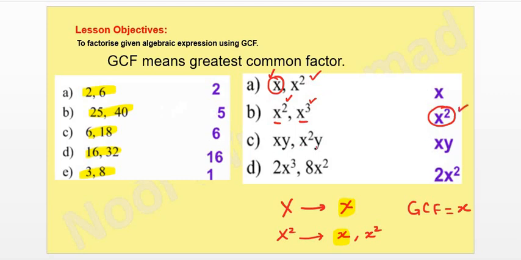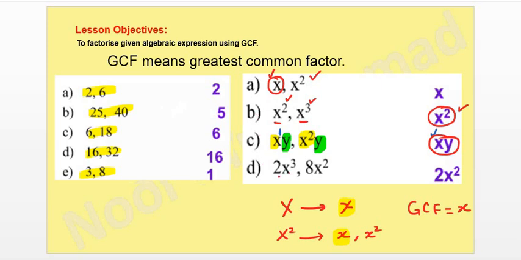If you have different variables together, then what will you do? Then you will compare each variable. For example, x will be compared with x squared. Now which one has the lower power? This one has the lower power. So from x and x squared it will become x, and the y squared terms are the same, so we choose y. So xy will be the GCF.